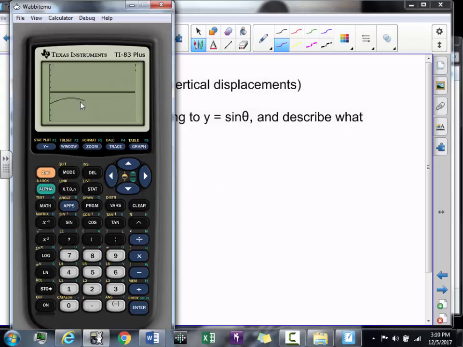Here's my graph sitting down here. You see how that whole sine graph has been pulled down 2 units? When I pulled it down 2 units, I actually pulled it right out of my window, which is why I had to change my window size. So all I've done is take this graph, rather than being up here, where it normally would be, and moved it 2 units down.